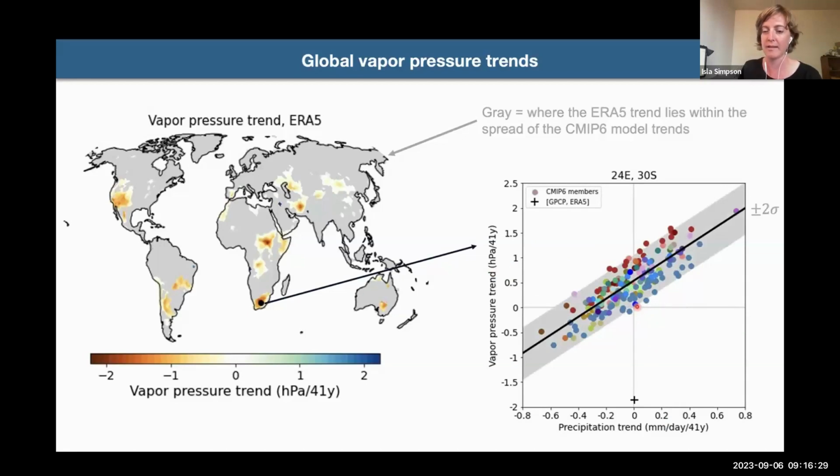And then we're going to, instead of just looking at the vapor pressure trend, look at the difference from what you would predict based on this relationship and ask, does it lie outside of this gray shaded region? And so with this kind of calculation, if our observations were here, we would now say, yes, this does lie outside of this distribution.